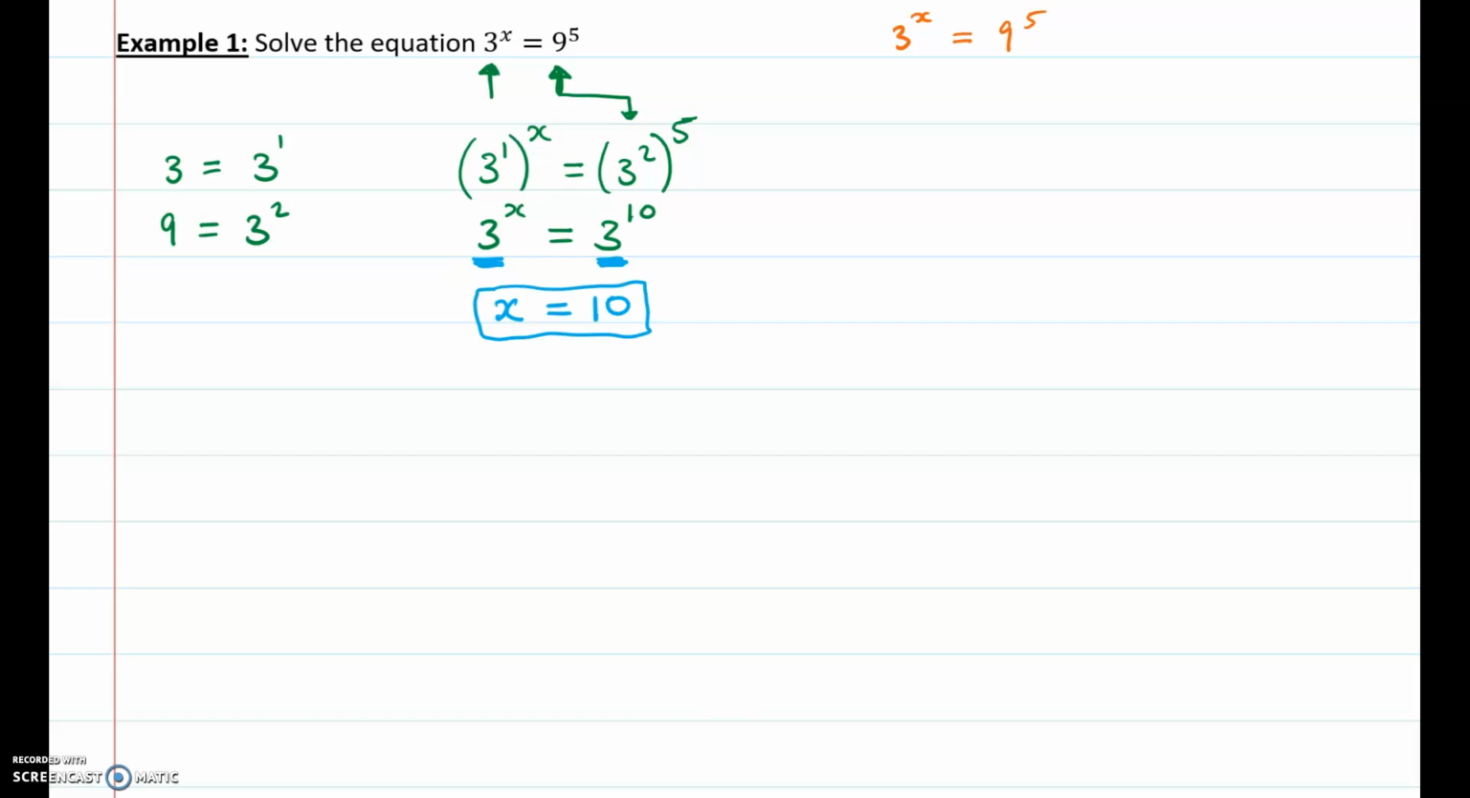Okay? So the idea, the basis behind it, is that you replace both bases with powers of the same base. Okay, so write 3 as 3 to the power of 1, 9 as 3 to the power of 2. Once you do that, and you simplify the exponents, the answer comes out pretty quickly.